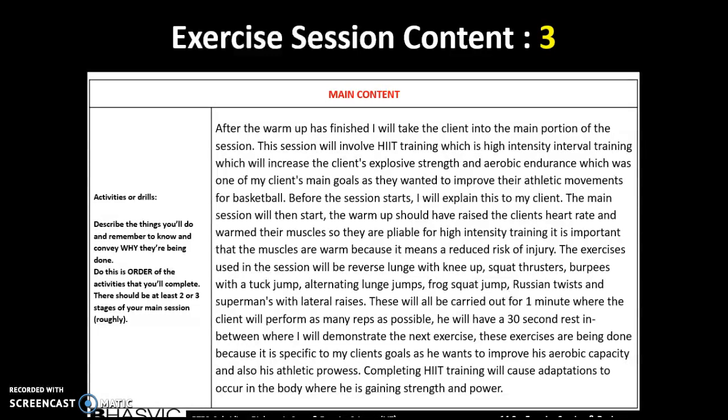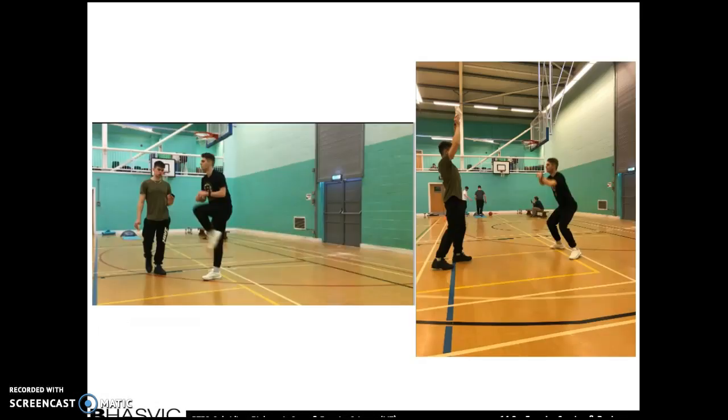These exercises are being done because they are specific to my client's goals, and he wants to improve his aerobic capacity and also his athletic prowess. Completing HIIT training will cause adaptations to occur in the body where he is gaining strength and power. And these are some pictures of me explaining and encouraging him as he's carrying out the exercises that I've showed him. So as you can see, I've got the stopwatch in my hand. I'm basically just encouraging him to carry on because it's quite hard to carry on if no one's saying anything.